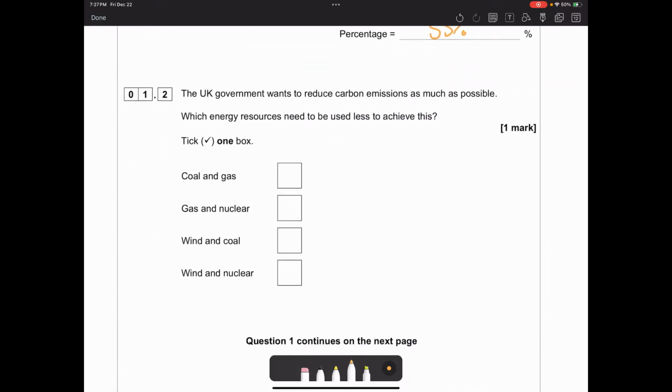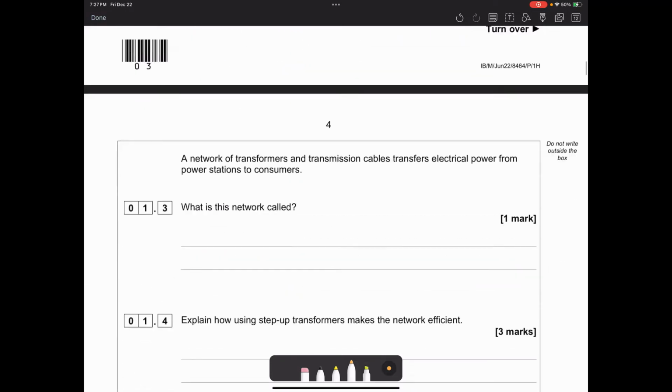The UK government wants to reduce carbon emissions as much as possible. Which of the energy resources need to be used less to achieve this? Well, first option here, coal and gas. Both of them are fossil fuels, and therefore that would be reducing CO2. Nuclear doesn't produce any CO2, so it's not that. And wind is renewable, so that doesn't make any CO2. So therefore, it must be the top one.